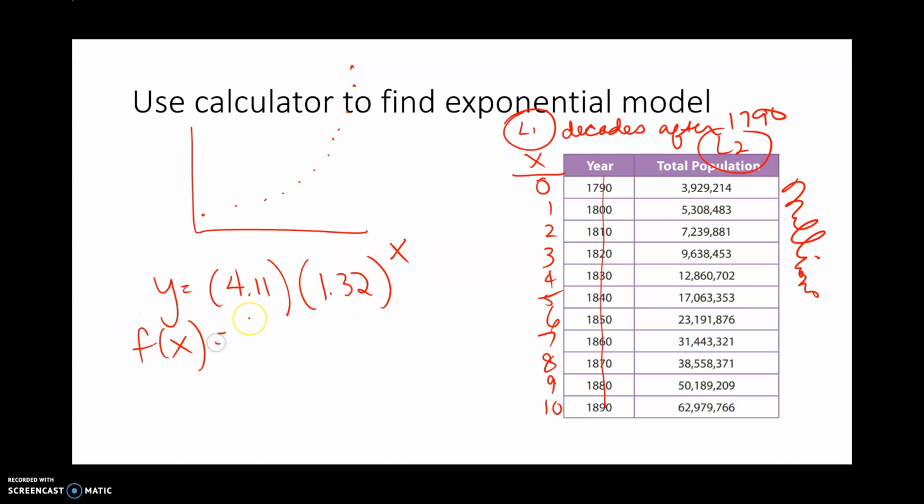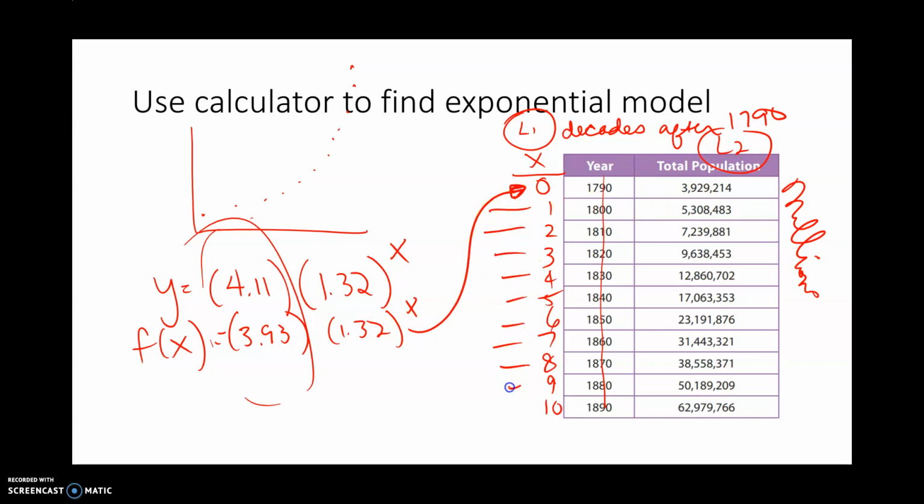F of x equals 3.93, right? 1.32 to the x. Now, the difference between these is that when we did it roughly, we only used 1 point. When the calculator did it, it used all these points to try to figure out the right value for a. So this would be our exponential regression for this data, okay?